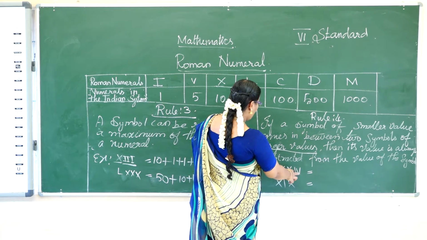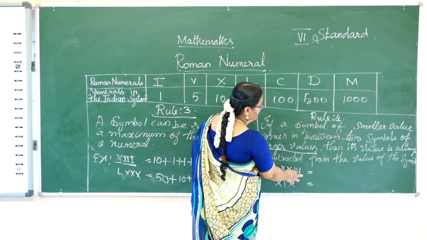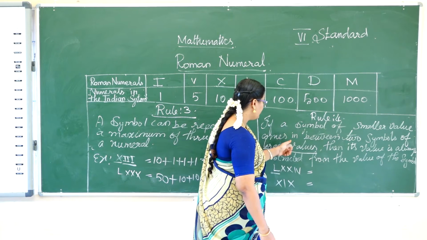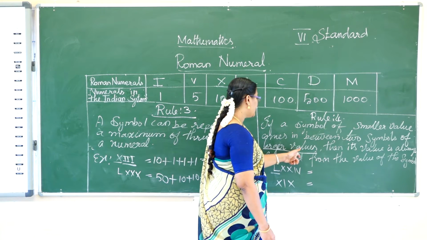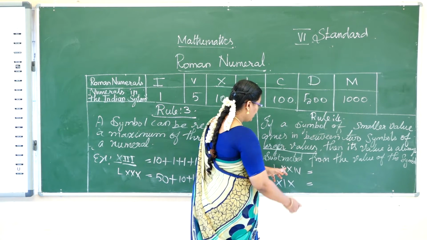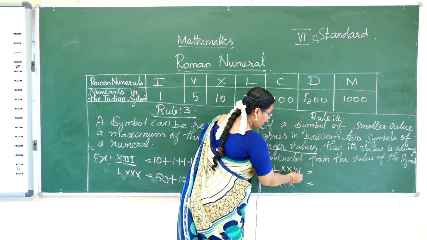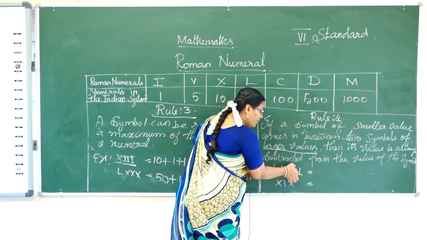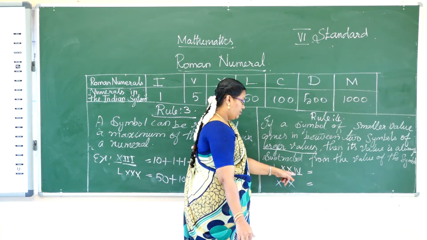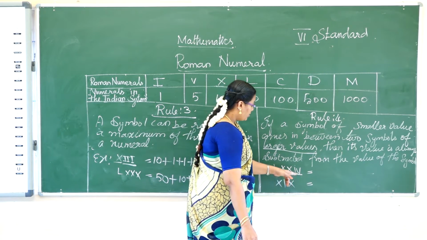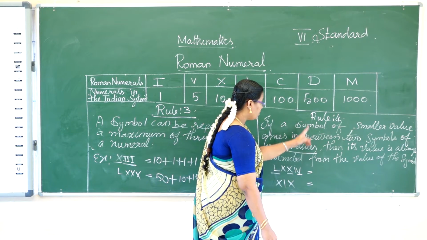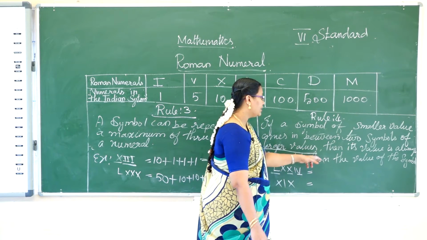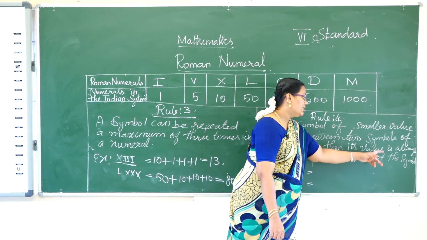Here 10, and next one a smaller value will come. So if a symbol of smaller value comes in between 2 symbols of larger values, here one larger value, here also one larger value. So here is 10, here is 1. In between, the very smallest number I has come. So in this place we have used rule number 4. Then its value is always subtracted from the value of the symbol.